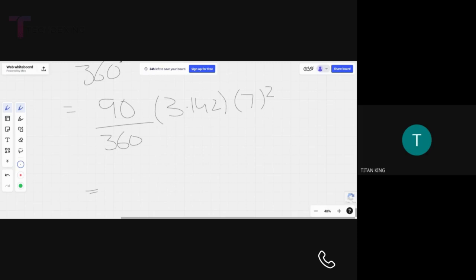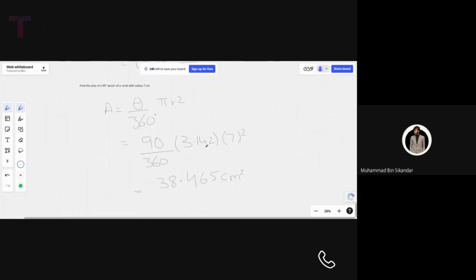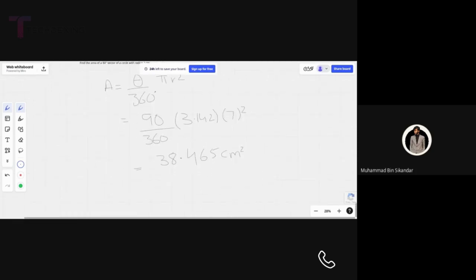Sir, the answer is coming 38.465. Okay, that's exactly the right answer. 38.465, and centimeter square, because it is the area of it. Okay, next question you will be doing yourself.